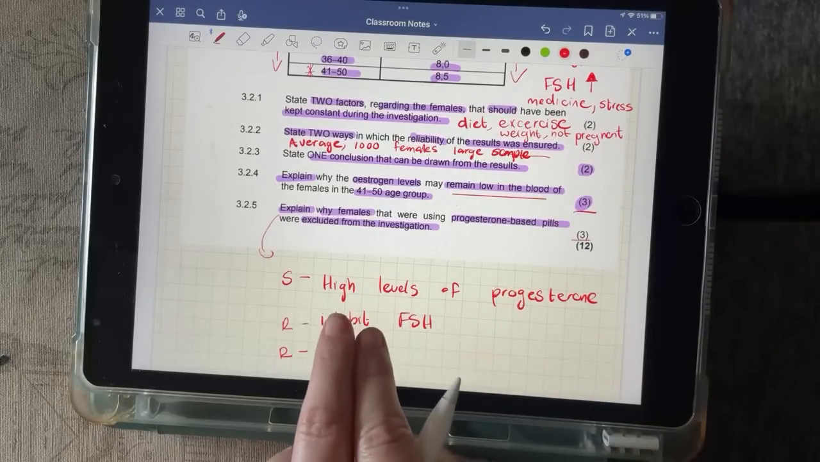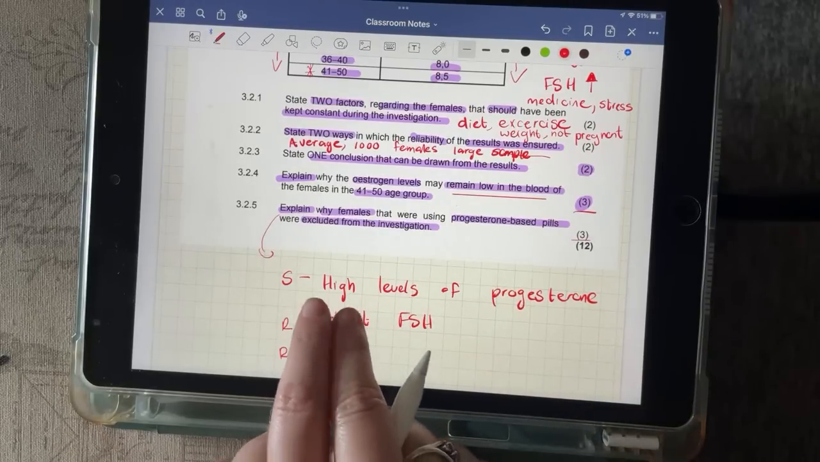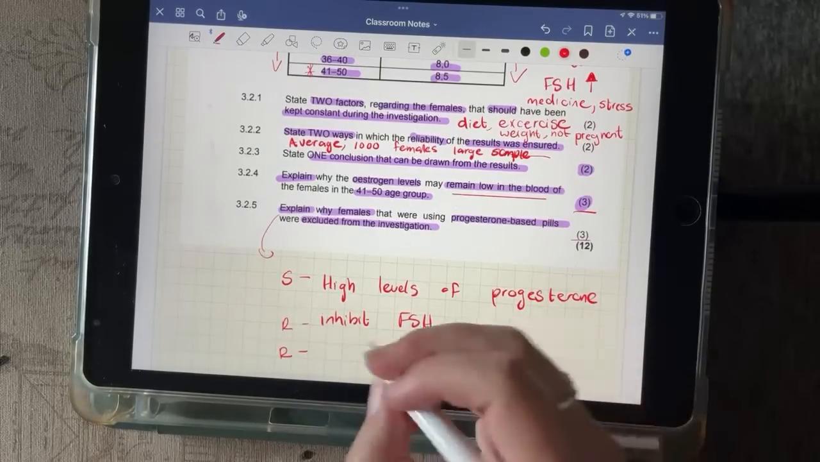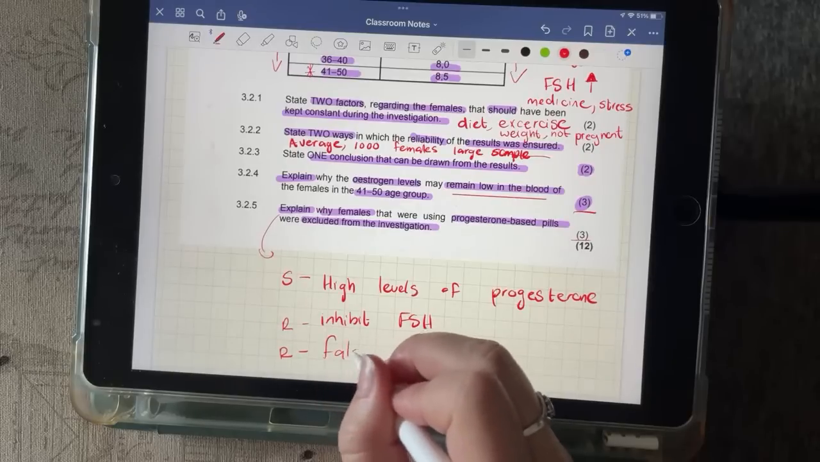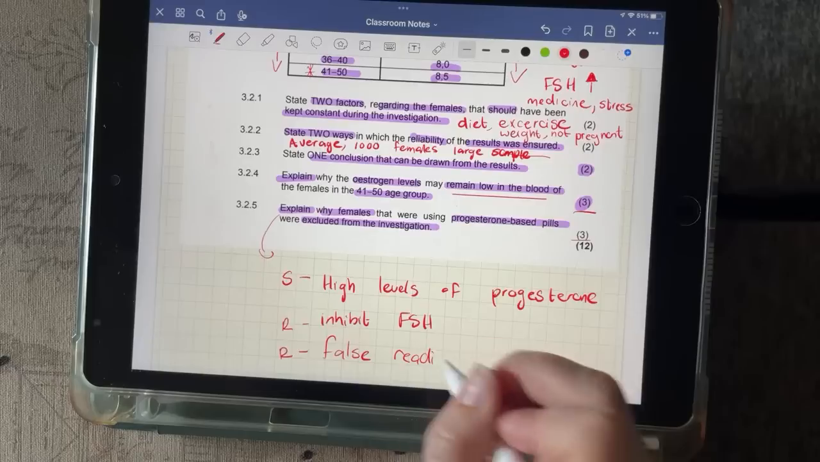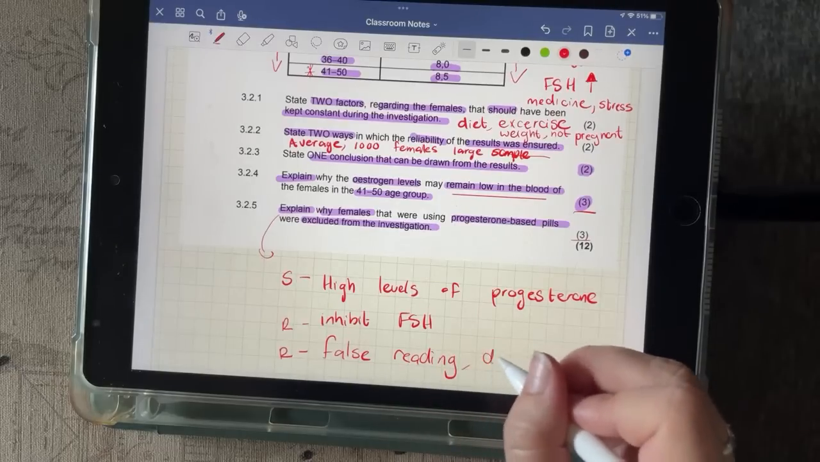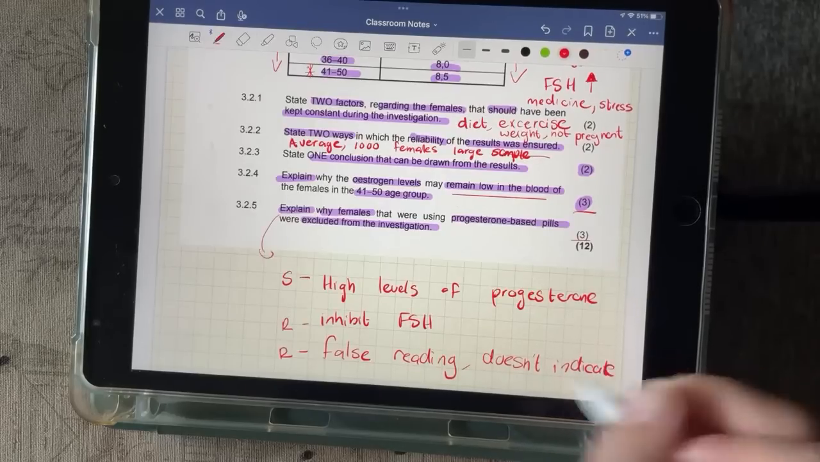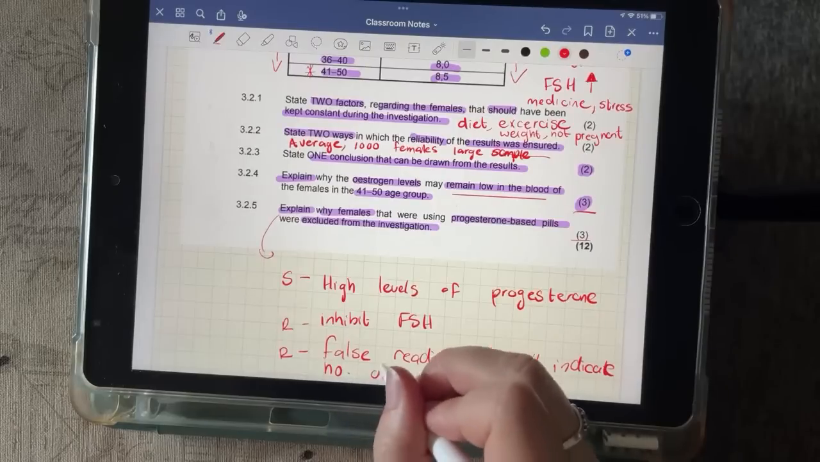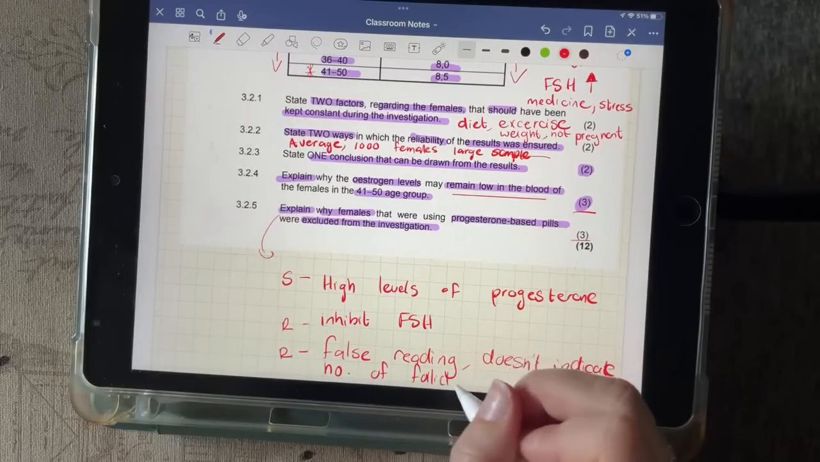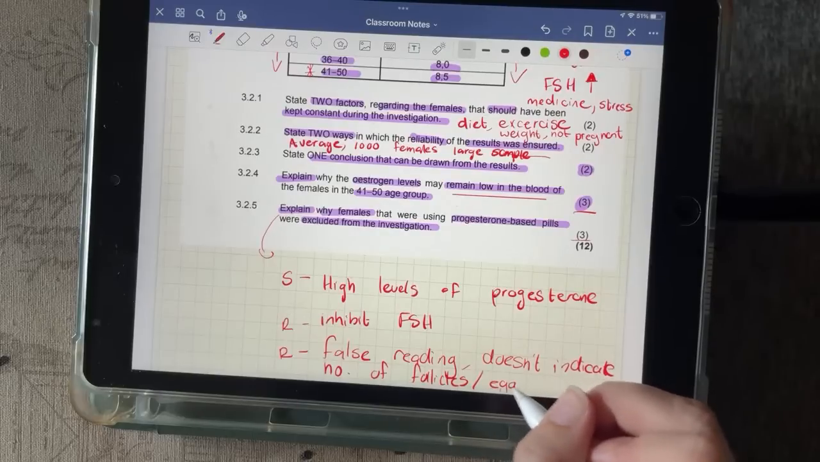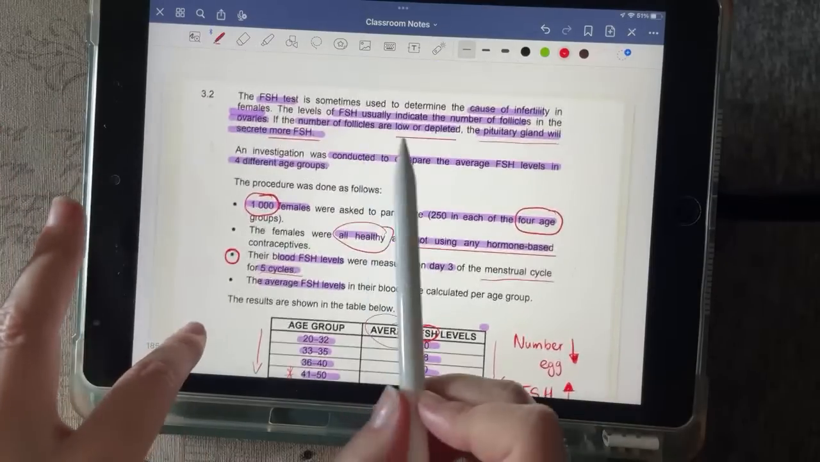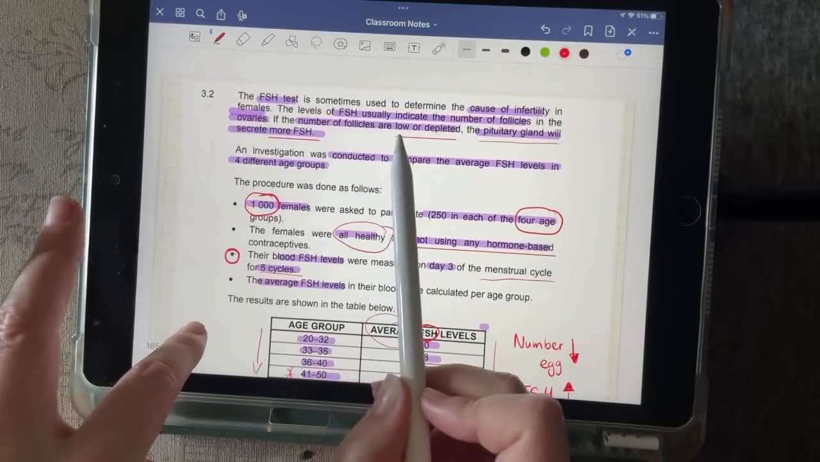So why did we exclude these women? We excluded these women because if they had high levels of progesterone, it would inhibit FSH. Therefore, it would be a false reading, and it doesn't indicate the number of follicles, or for that matter, eggs. Because remember, that was the whole point of this whole thing.